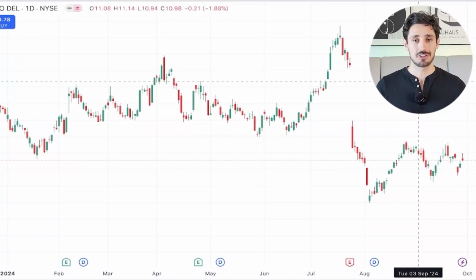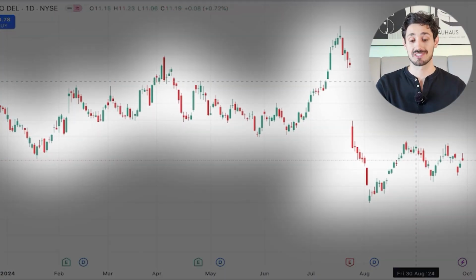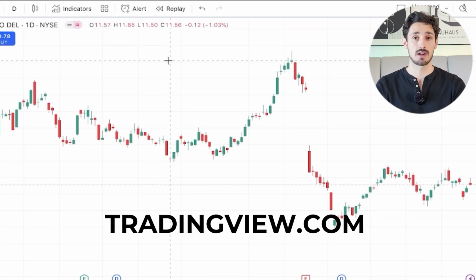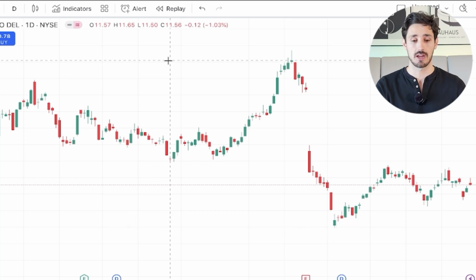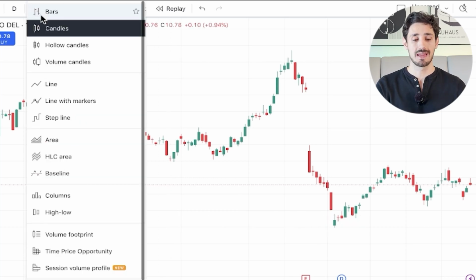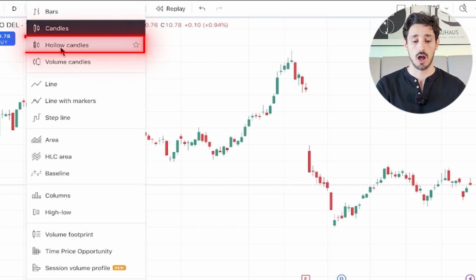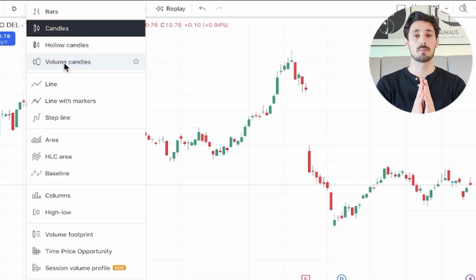We're going to be looking at the price charts, which is exactly what you see in front of you. The first step in reading price action, and of course this is on tradingview.com, but this will apply for any trading platform, is you want to make sure you have regular Japanese candles selected. There are bars, hollow candles, volume candles, Heikin-Ashi. You don't want to be using any of those. You want to be using the most basic Japanese candles, which is this candles option right here.